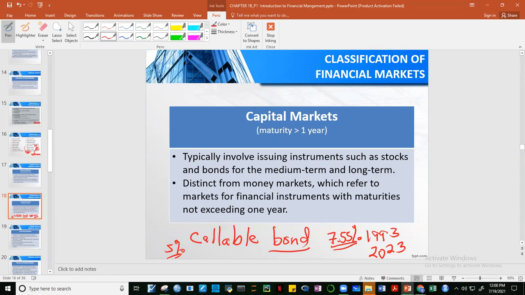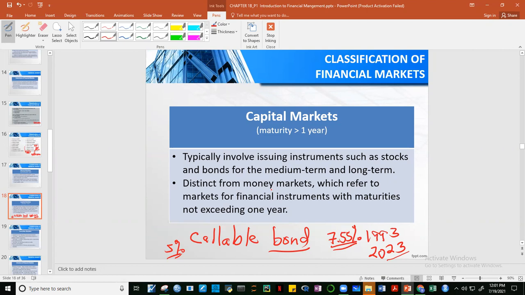Ang pwede niyang gawin, since callable yung bond na to, ibig sabihin niya, he can get back some portion of this bond. Okay? Some portion of this bond, i-retire niya, bayaran na niya yung principal, bayaran na niya yung portion na yun. Tapos, mag-issue naman siya ng panibagong bond at less than 7.55%. Kuha nyo guys, you see the intricacies, ano?